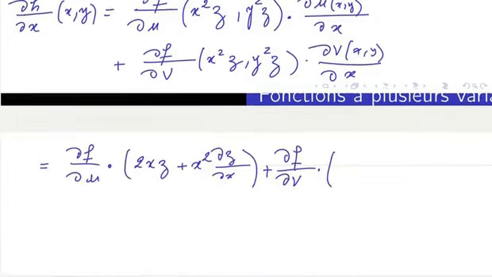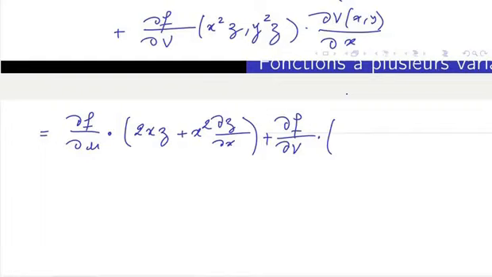y²z or y²g, it's the same. When we differentiate it with respect to x, there is only one term, y² ∂z/∂x. And all of this is equal to 0. So that was the derivative of h with respect to x.